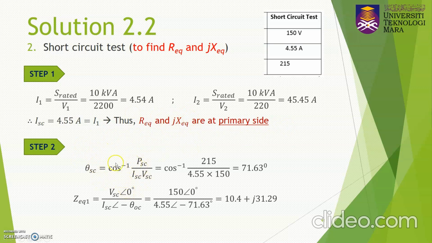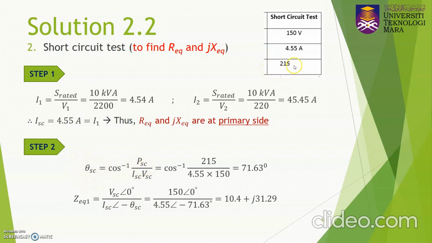So based on the formula of P equal to I V cos theta, you can find your theta short circuit. The theta short circuit will be equal to cos negative 1 of power of short circuit divided by current of short circuit multiplied with voltage of short circuit. Basically the theta of short circuit represents the theta for the I short circuit. Remember, it represents the theta for the I short circuit here.